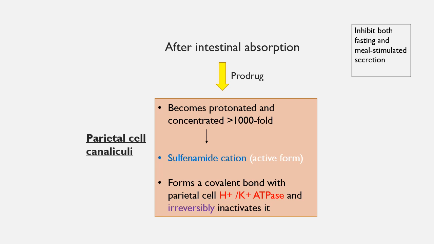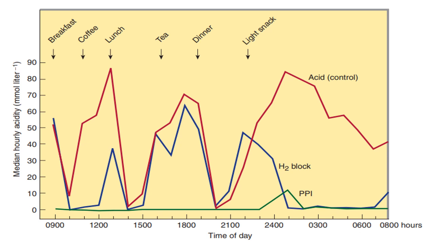And as they are blocking the final common pathway of acid secretion, they will inhibit 90 to 98% of 24-hour acid secretion, whereas the H2 blockers were inhibiting only 60 to 70% of total 24 hours acid. This graph is showing the intragastric acidity. This is the amount of acid produced over a 24-hour period.